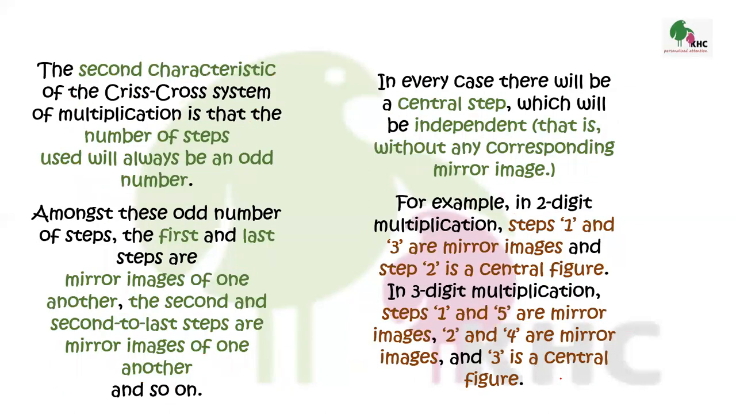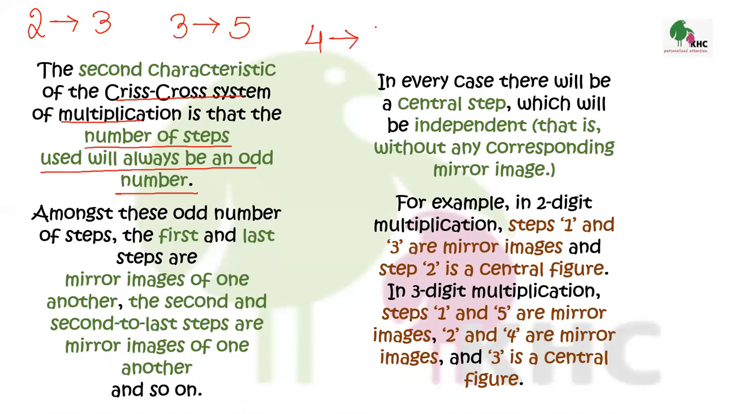Now, let us look at the second characteristic of the crisscross system of multiplication. The second characteristic is that the number of steps used will always be an odd number. Like you saw, for 2-digit multiplication, the number of steps is 3. For 3-digit multiplication, the number of steps involved is 5. And for 4-digit multiplication, the number of steps involved was 7. So you always see that the number of steps involved is always odd.